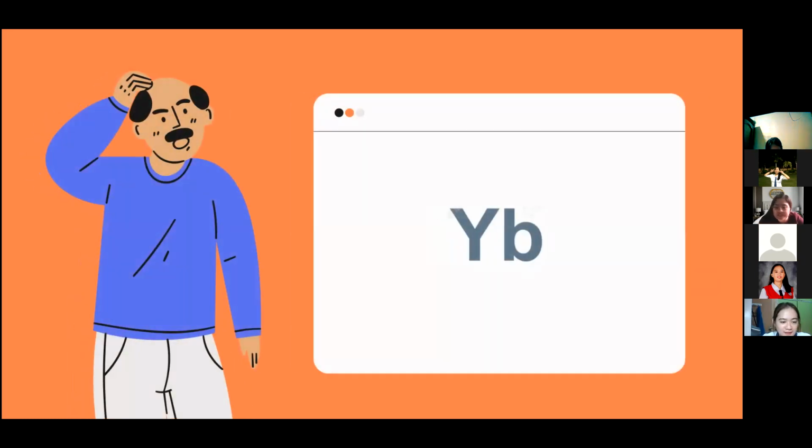So, ang symbol natin ay si Yb. Ano yan siya? Ano rin kaya ang atomic weight ni Yb? Ytterbium. Anong atomic weight ni ytterbium? 173. So, medyo na-refresh kayo, guys.